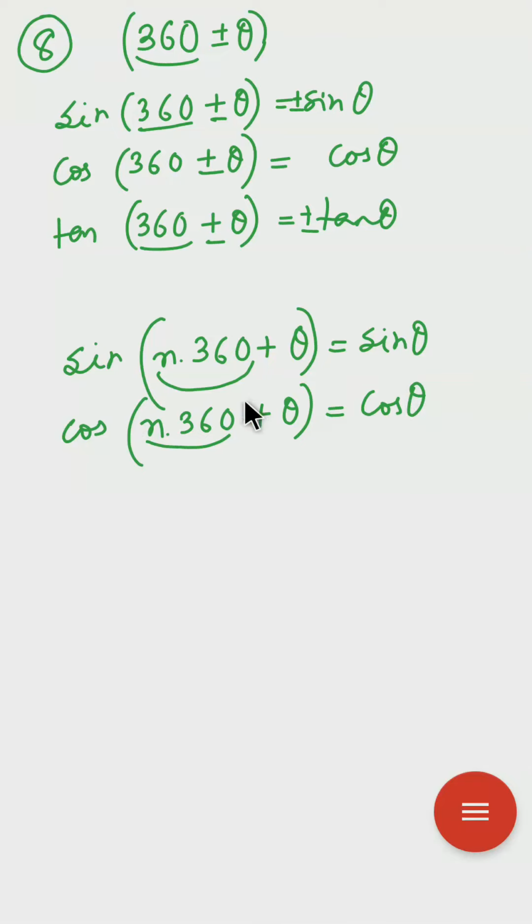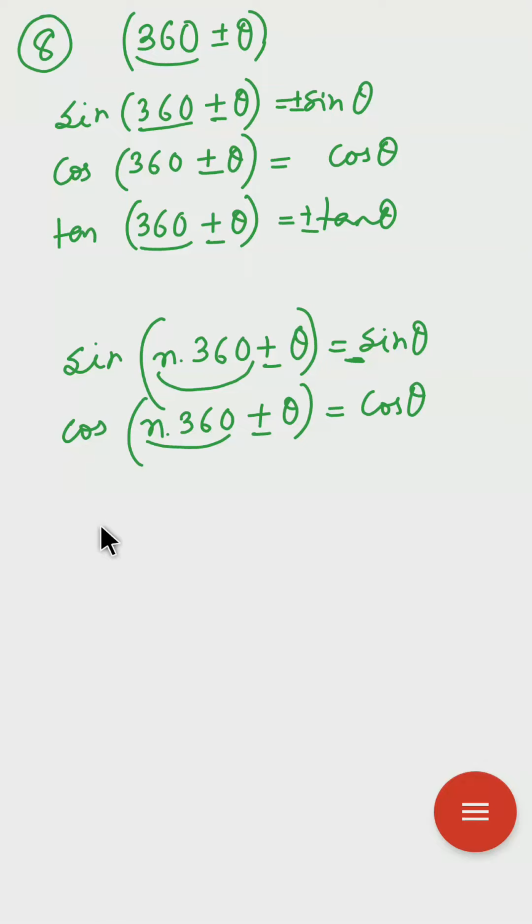Of course, we can do it with the minus sign also. So sine of n times 360 degree minus theta will be considered as sine of minus theta. So that will come as minus sine theta. And cos of n times 360 degree completely neglected, minus theta will come as like this one, cos theta.